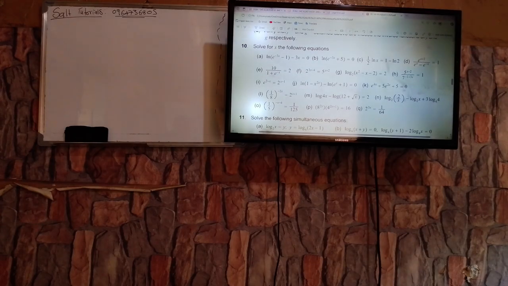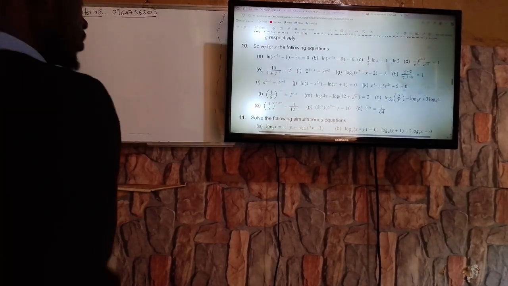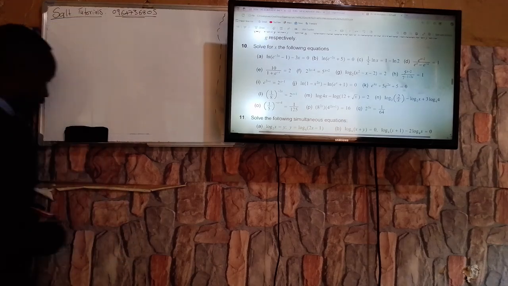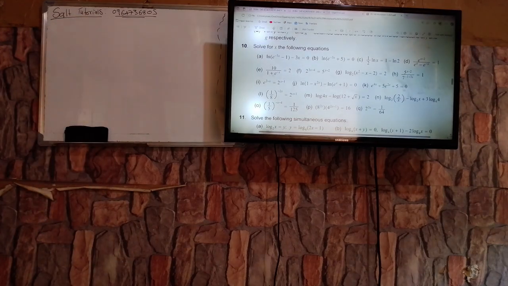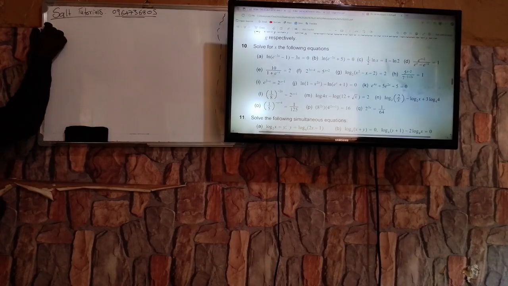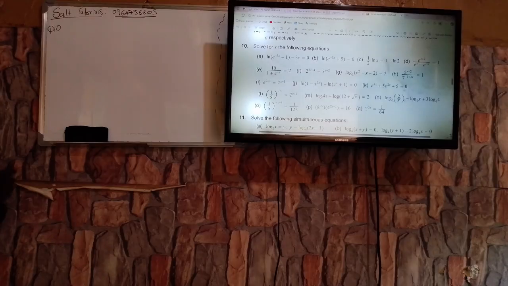So number one, if you want to solve exponential and logarithmic equations, the first thing you're supposed to understand is basically knowing the rules of exponentials and rules of logarithms. So I'm sure my questions are reflecting there on the board. I'll start from the first and I'll run through a number of them. So we have the first one there, which is question number 10, where we are solving this number of equations.